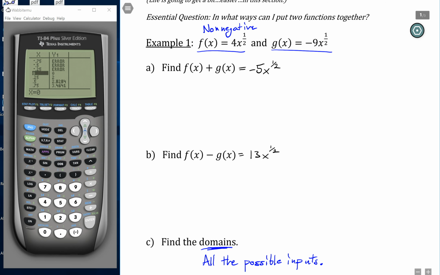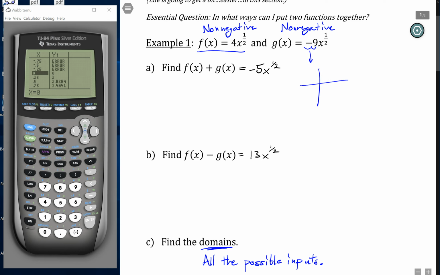Do you believe me that g of x is going to obey the same rules? Like, yeah, I'm multiplying by this -9 in front, but if you remember with quadratics, if I have a -9 in front, all that does is it makes the graph go down rather than up. But the point is that I still cannot be plugging in negative x's. The graph does not exist over there because I can't take the square root of a negative number. So I can't have a negative input. Okay, so the domain of f of x and g of x is both non-negative numbers.